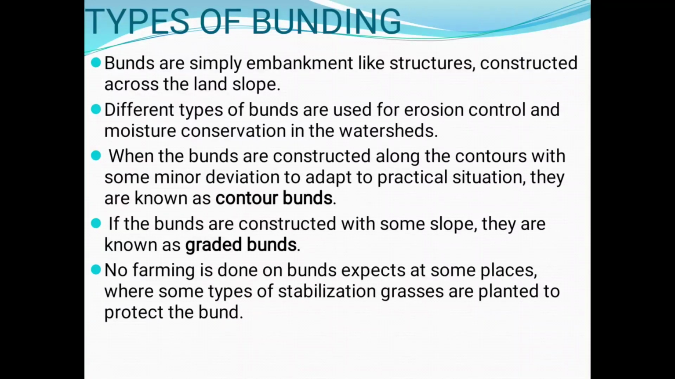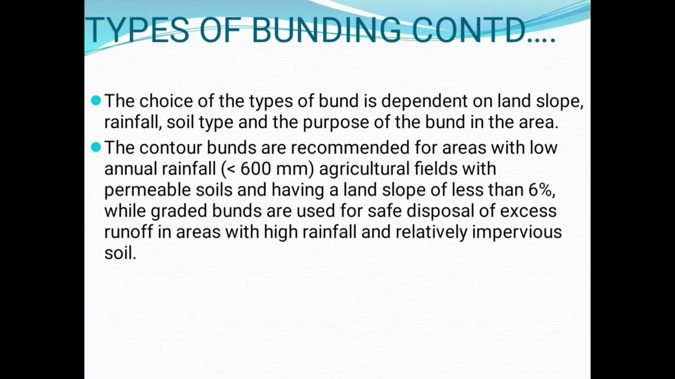Types of bunding. Bunds are simply embankment-like structures constructed across the land slope. Different types of bunds are used for erosion control and moisture conservation in the watershed. When the bunds are constructed along the contour with some minor deviations to adapt to practical situations, they are known as contour bunds. If the bunds are constructed with some slope, they are known as graded bunds. No farming is done on bunds except at some places where some type of stabilization grasses are planted to protect the bund.